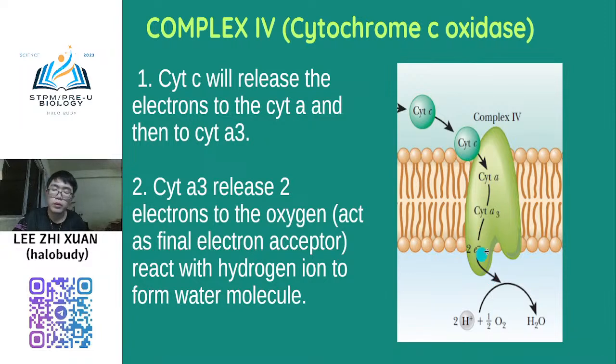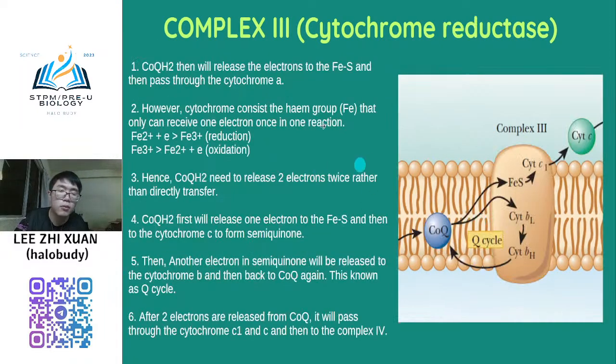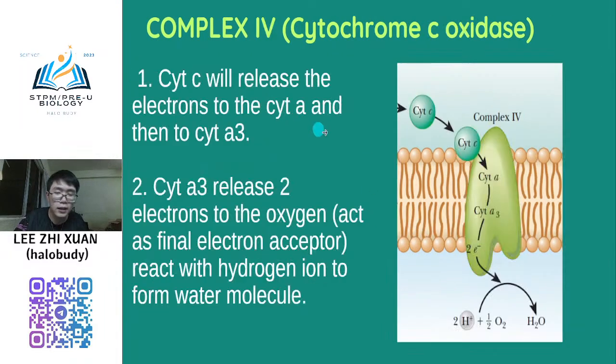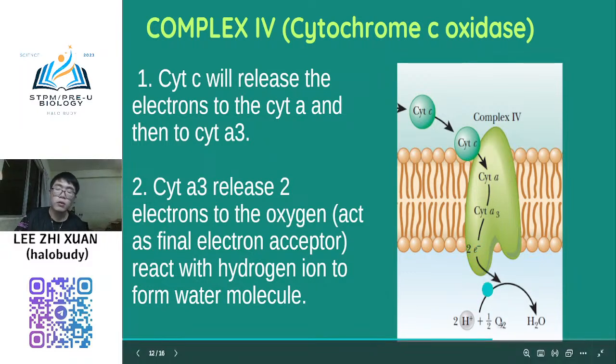So actually it will release 2 electron lah. But one by one lah, dia akan keluar 1 electron sekali. As I say, cytochrome only consists heme group only, and they can only receive 1 electron. So it will release one by one lah. Kalau dia ada 2 electron, so dia akan pergi the oxygen molecule. Then to form water molecule lah.